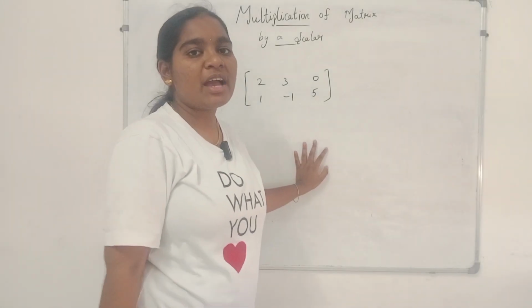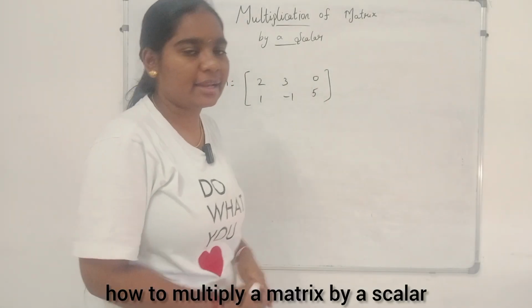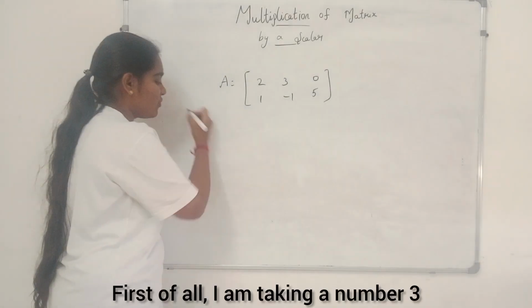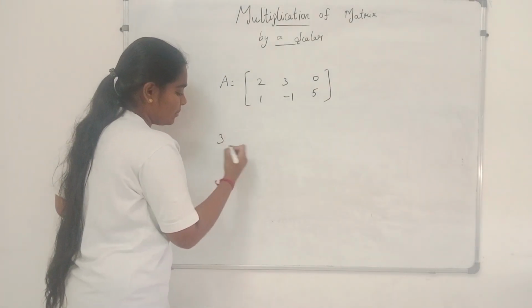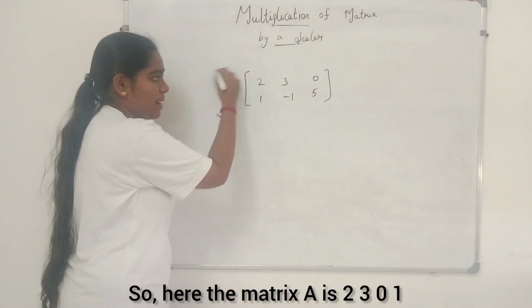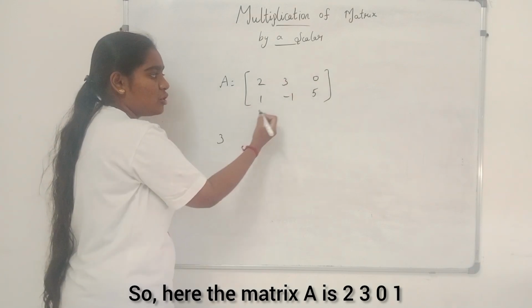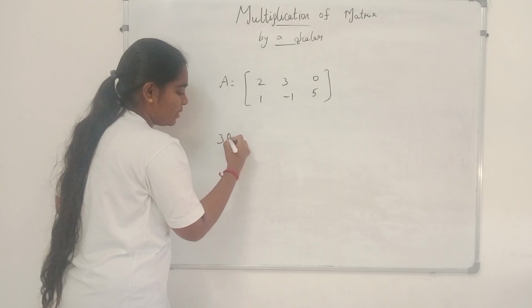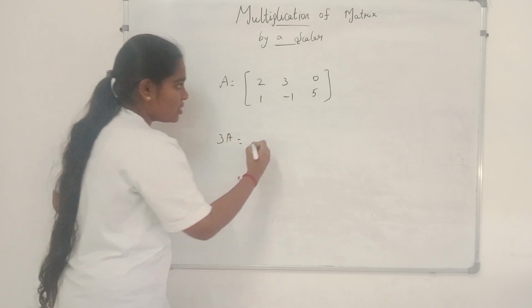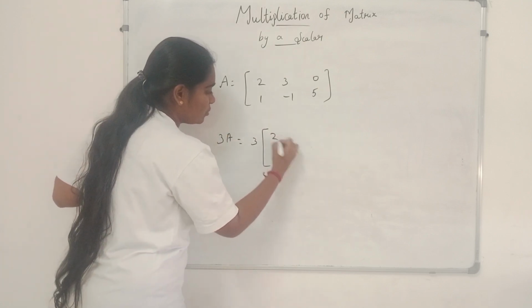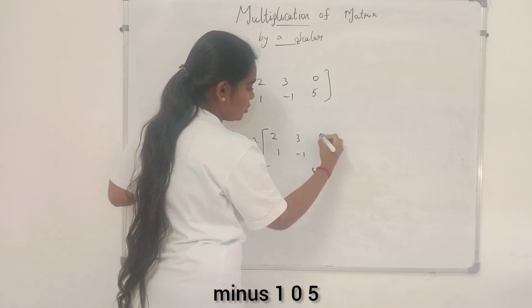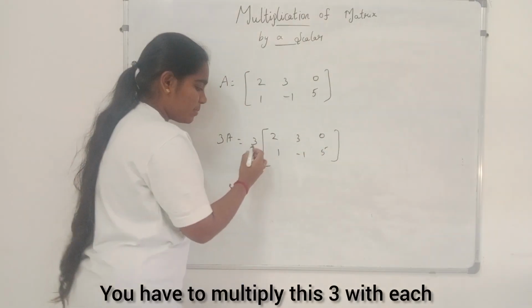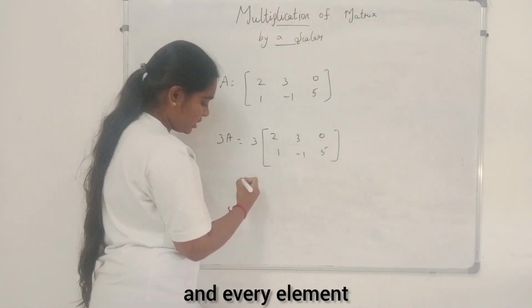Next, let us see how to multiply a matrix by a scalar. First of all, I am taking a number 3. So, here the matrix A is 2, 3, 0; 1, minus 1, 5. I am multiplying this matrix A by 3, a scalar value. You have to multiply this 3 with each and every element.